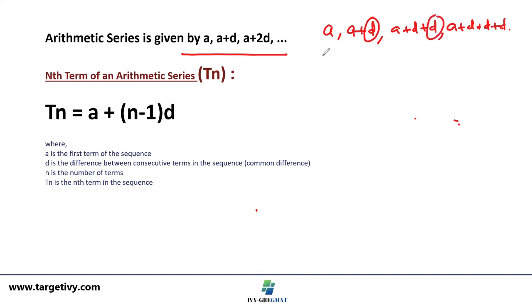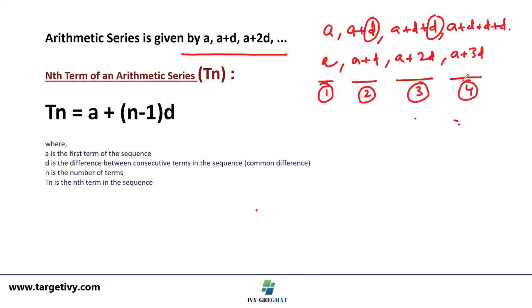So if that is the case, then the series looks like A, A plus D, A plus 2D, A plus 3D. This is the first term, this one is the second term, this is the third term, this is the fourth term. We can even call these T1, T2, T3, T4, just to designate.